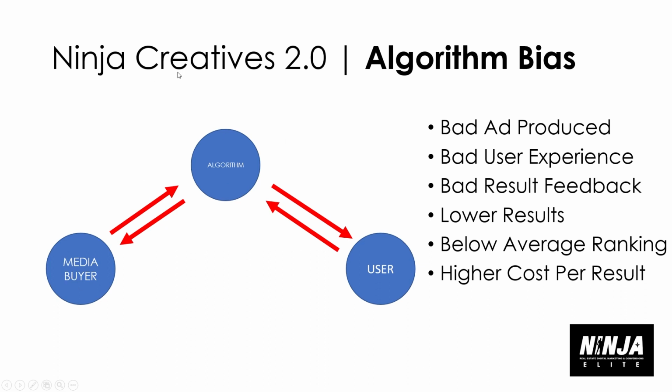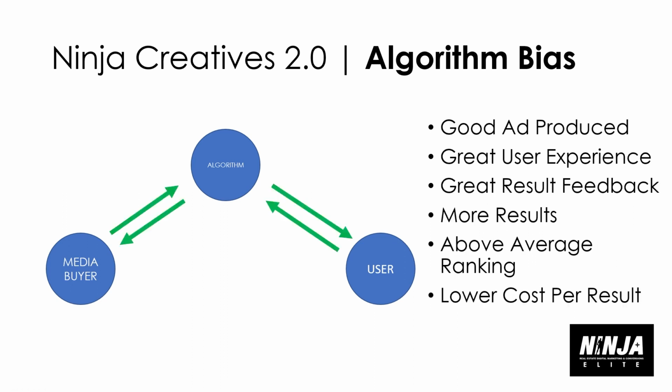This is what's going to happen if you're going to produce bad type of ads. So when you produce bad ads, you produce bad user experience, and that's going to result in negative feedback, and that's going to result in lower results, below average rankings, and a higher cost per result. However, if you try to do it right, then this is what's going to happen. When you produce a good ad, you create great user experience, you get great results on your feedback, and you get more results, an above average ranking, and lower cost per result.